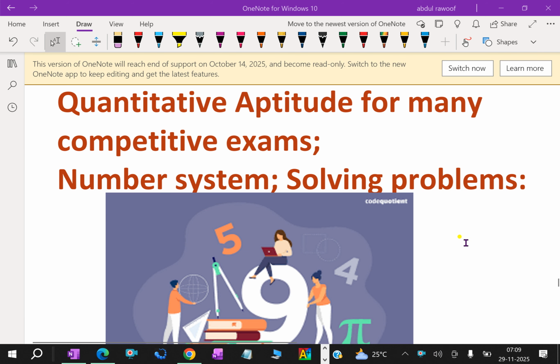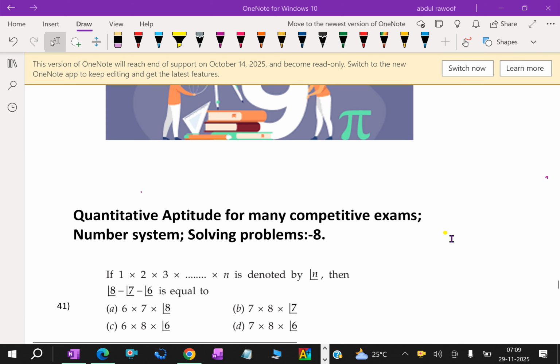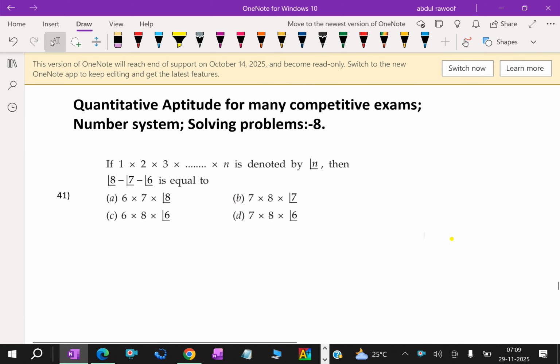Let us do some solving problems. Look at this question. If 1 into 2 into 3 into 4 up to n is denoted by n factorial, then 8 factorial minus 7 factorial minus 6 factorial is equal to.